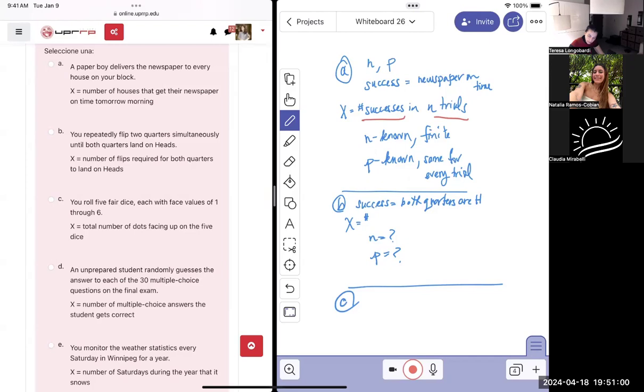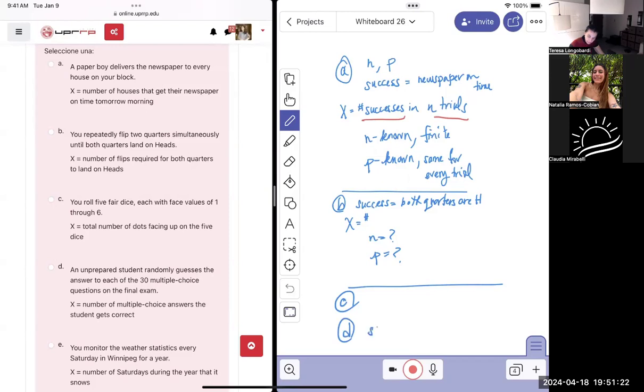Is that a binomial? I can't even put that in the context of binomial right now. Let's try D. An unprepared student randomly guesses the answers to each of the 30 multiple choice questions on the final exam.